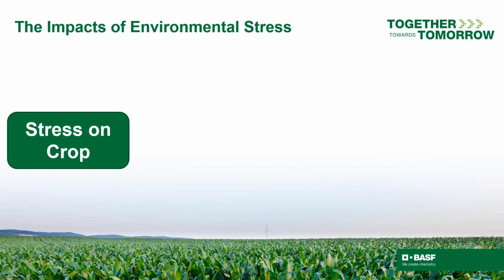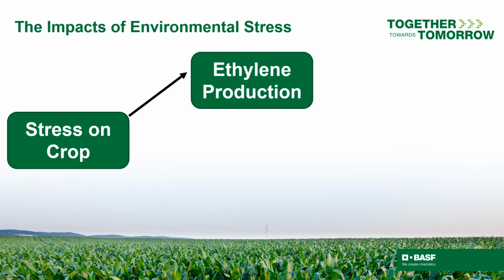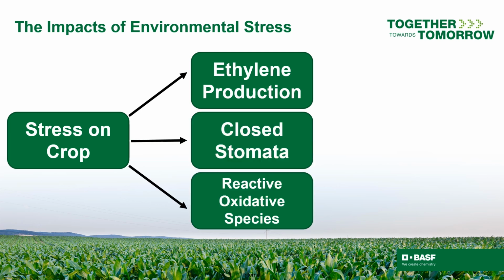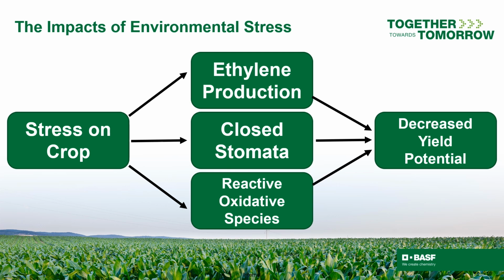Switching gears over to the environmental stress portion, what we found is that we can actually influence a couple of key different factors that happen when our corn crop, for example, is exposed to some sort of environmental stress. So what happens when these crops get stressed? First of all, ethylene is produced. We can see the closure of stomata occur, and then we see the production of reactive oxidative species. And all three of these things are going to combine to have a negative impact on our crop and potentially decrease our yield potential.